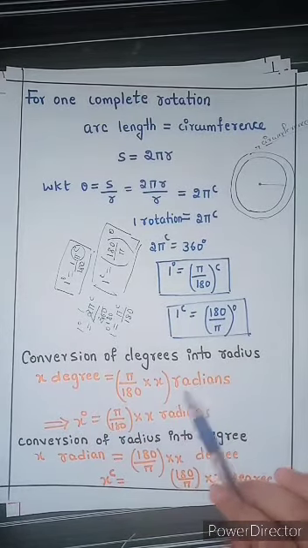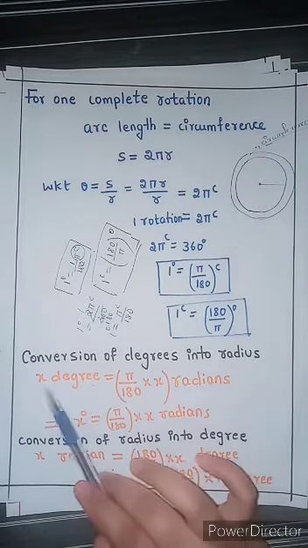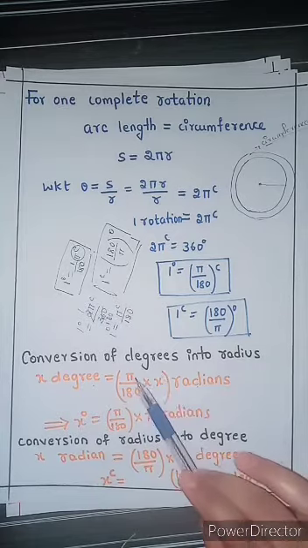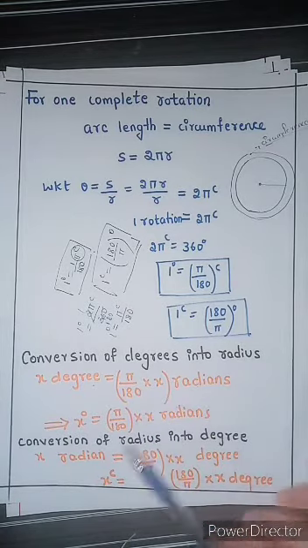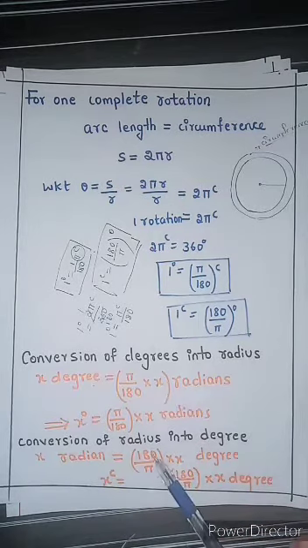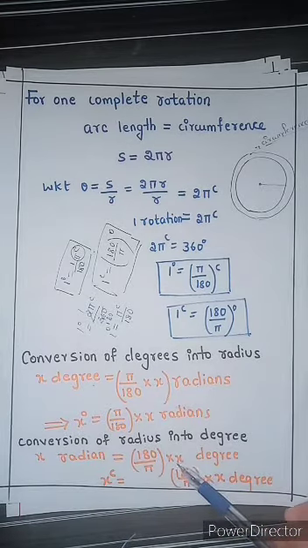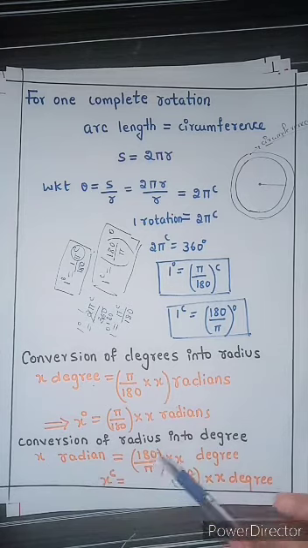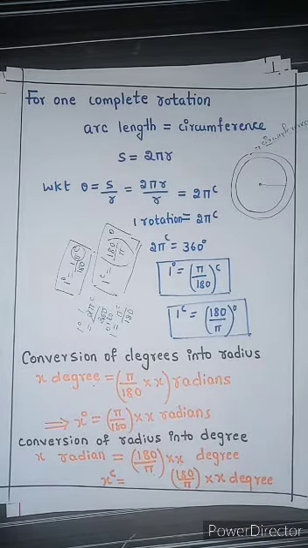See, when any number is given in degrees, to convert into radians, we have the formula pi by 180 into x. Just we have to multiply that x by pi by 180 to convert it into radians. Okay. And to convert radians into degrees, we have the formula 180 by pi into x. Just we have to multiply that x by 180 by pi, so that it gets converted to degrees.